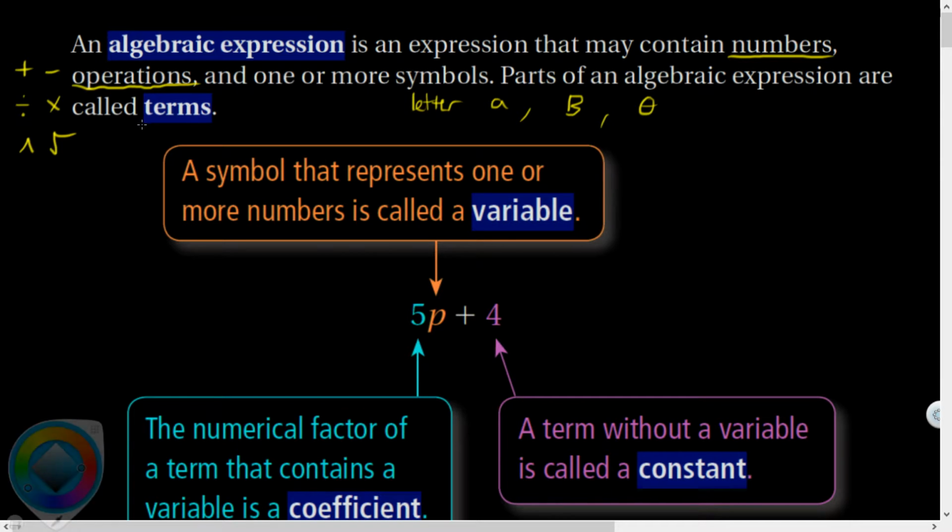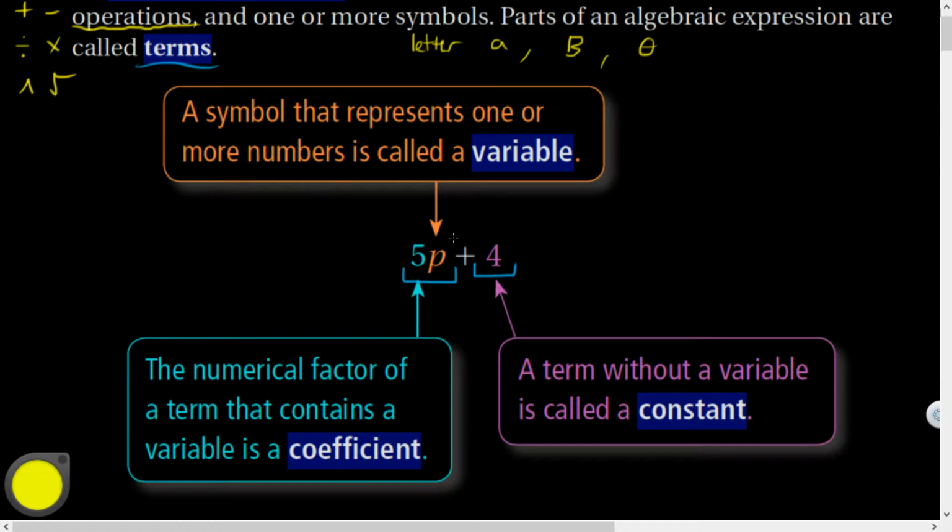And the parts of the algebraic expression are called terms. So when I say terms here, check this out. A term would be like, in this example, 5p or 4. Each of those are terms, and this is a two-termed expression. The symbol that represents one or more numbers is called a variable. So what this means is 5 times something plus 4, and that something can represent a variety of numbers. Maybe there's only one number that might make an expression or equation true in the future, but right now these are expressions. So this is called a variable.